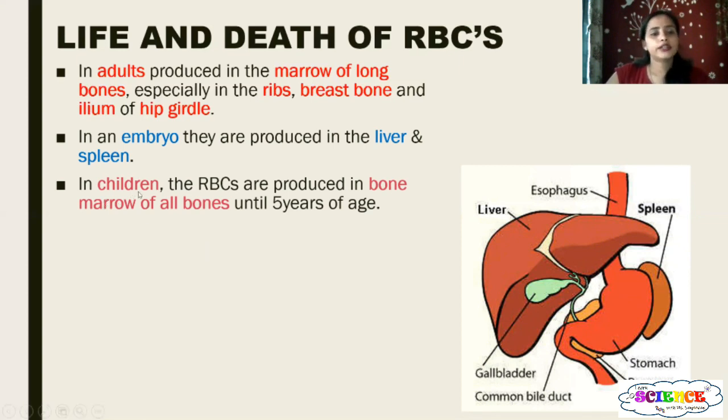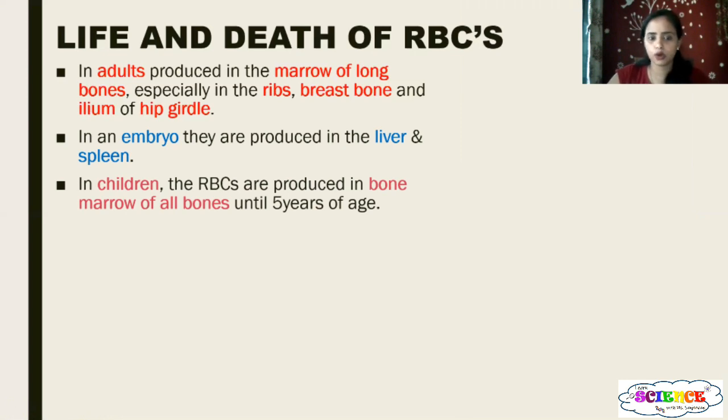Then in children, RBCs are produced in the bone marrow of all bones up till the age of 5 years. Until 5 years, it is produced in all bone marrows, but as we grow, it is restricted to the bone marrow of ribs, breastbone, and ileum.